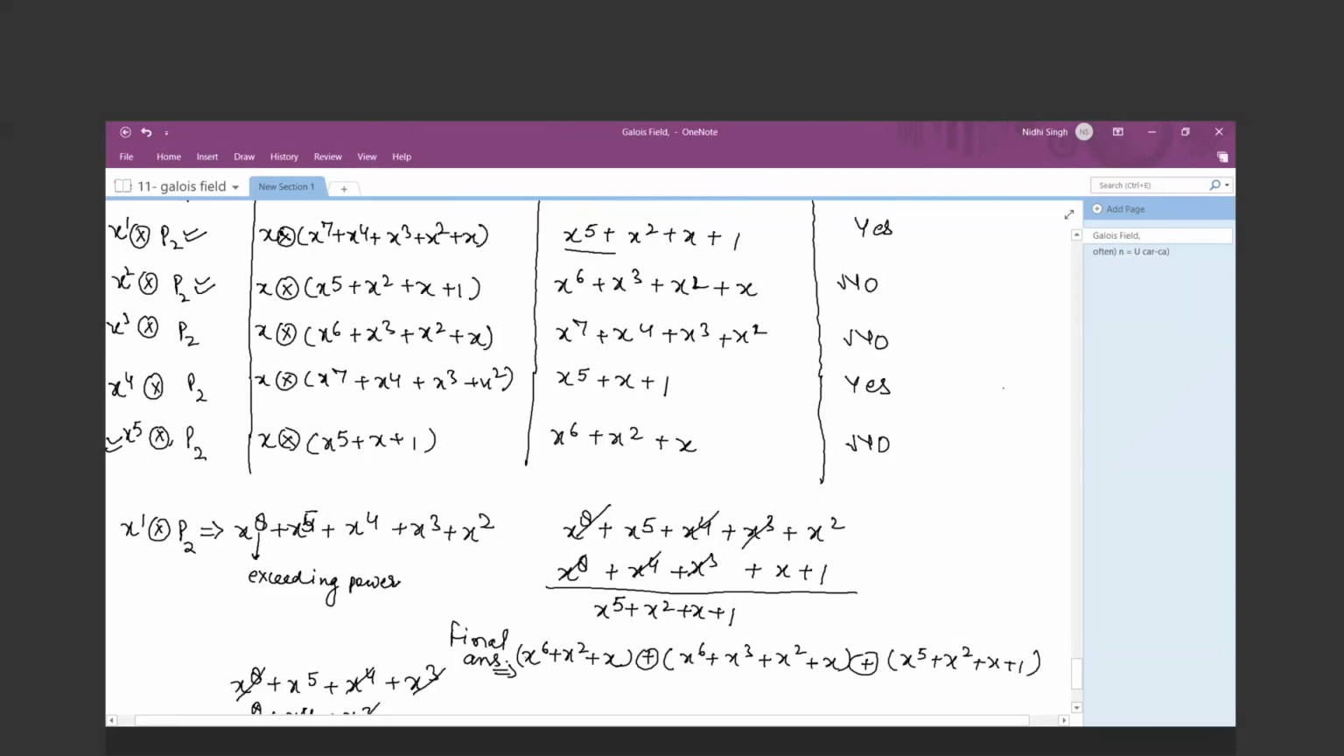Cancel the common terms. Square is gone, x is gone, and what else is gone? x cube is not gone. So my answer will be x5 plus x cube plus x square plus x plus 1. That will be your answer. So find the answer and match it, it will be equal to the previous one.